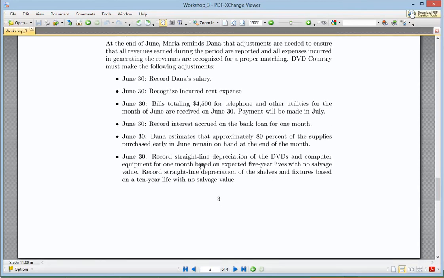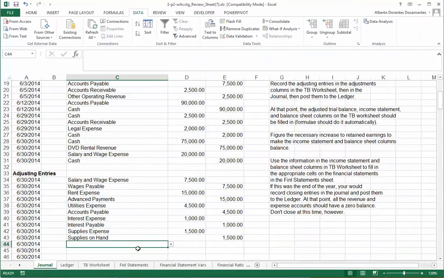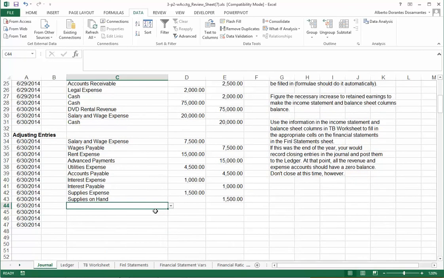It says we have to record straight line depreciation for the DVDs and the computer equipment for 1 month based on expected 5-year lives with no salvage value. And also we have to record straight line depreciation of the shelves and fixtures based on a 10-year life with no salvage value. Okay, in this case, we have to remember how to calculate the depreciation expenses using the straight line method. Then we have to recognize that that's an expense, even though it is a non-cash expense because we do not pay anything. But we have to recognize that our assets are exhausted a little bit.